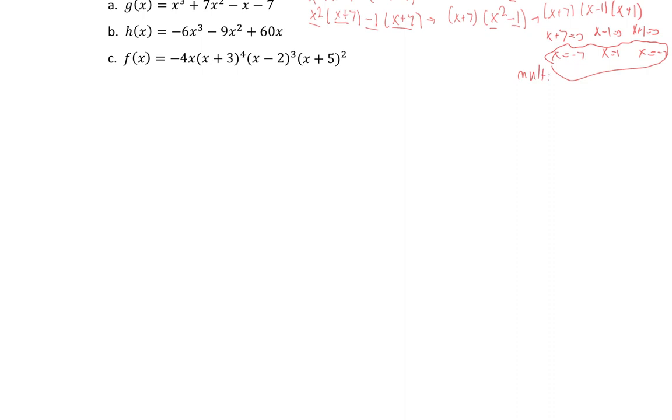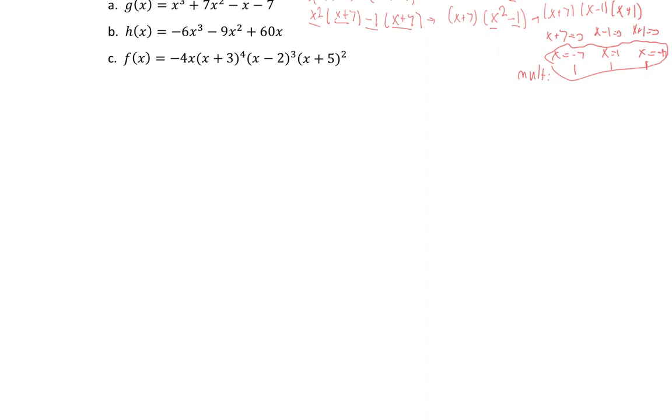So for negative 7, your multiplicity is how many times that's a, quote, repeated root, aka how many x plus 7s do we have? In this case, we only have 1. We also only have one x minus 1 and one x plus 1. So for multiplicities, you go to where that root comes from and see how many of those we have.